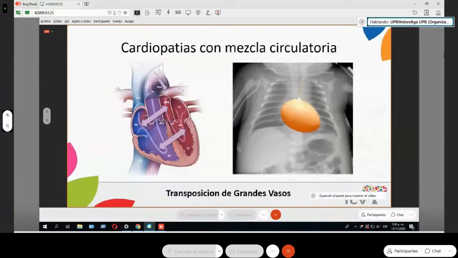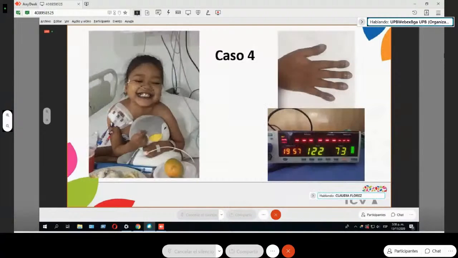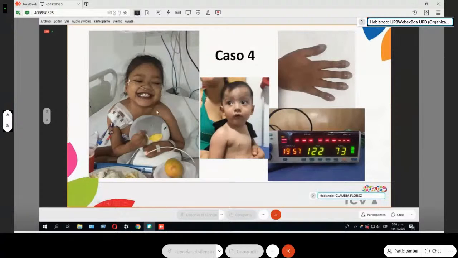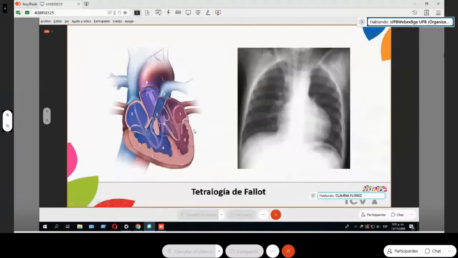And finally, the fourth case is the purple child, saturates at 73%, but she's happy because the amount of blood that goes to the lung is little, but the amount of blood to the body is sufficient. So this child saturates the same. Let's remember that what saturates in this test is hemoglobin. So this child is more anemic than this other. That's why she looks more purple than this one.